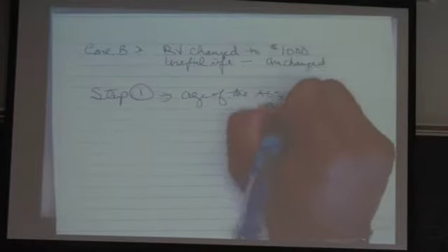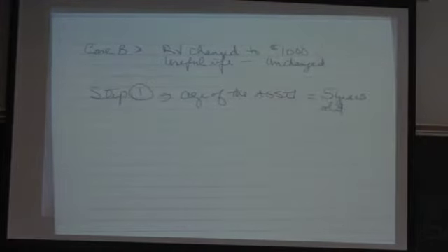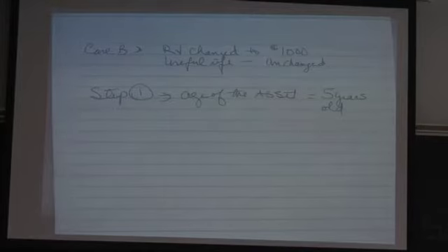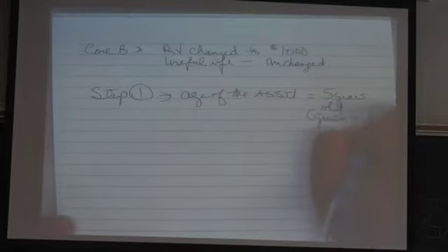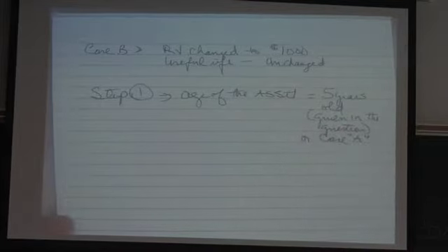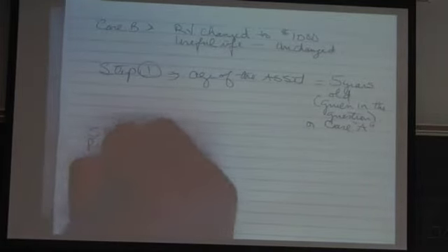And of course, we know that it's 5 years old. First of all, this was given in the question, but it can also be calculated under case A, because we already did that in case A. You can always calculate the age of the asset based on the calculation that we did in case A. Now, we're going to calculate the revised straight line amortization.